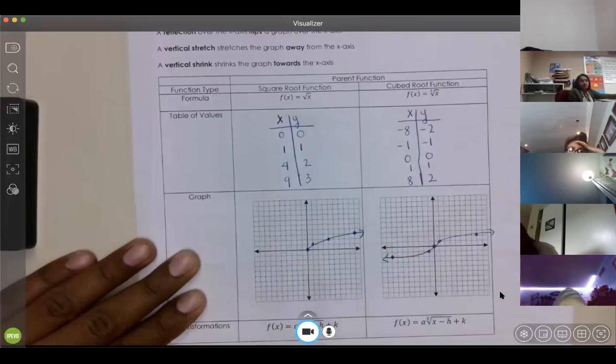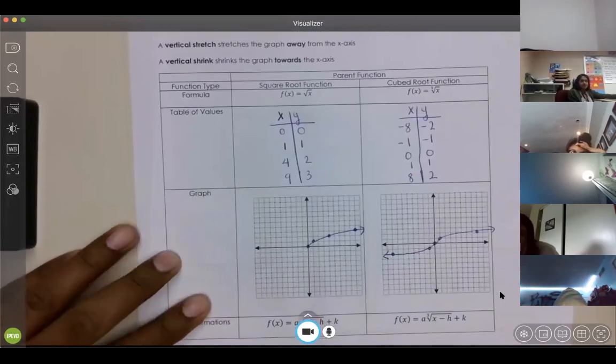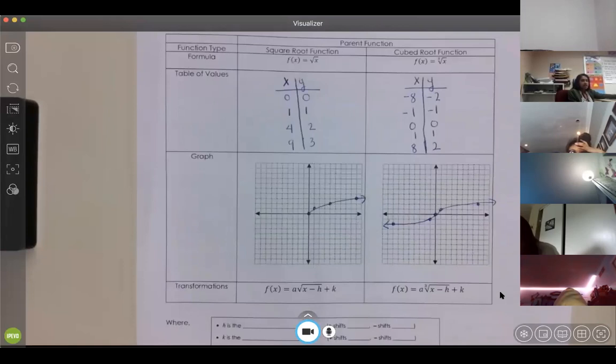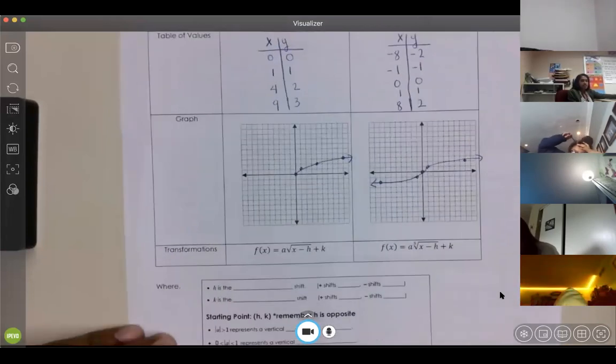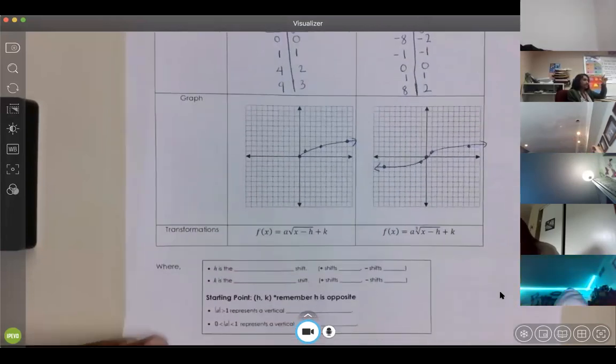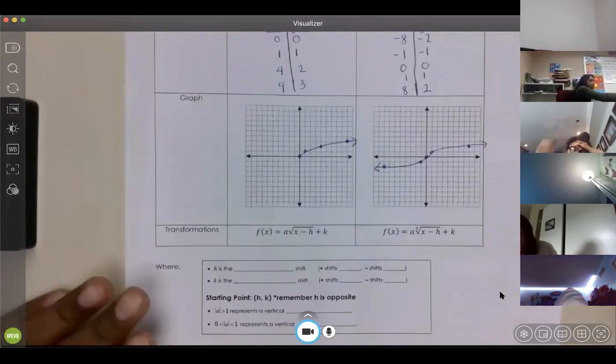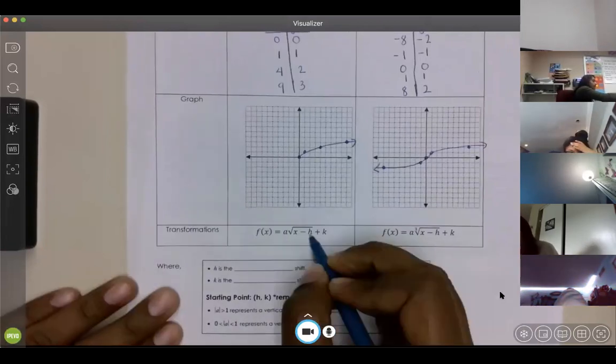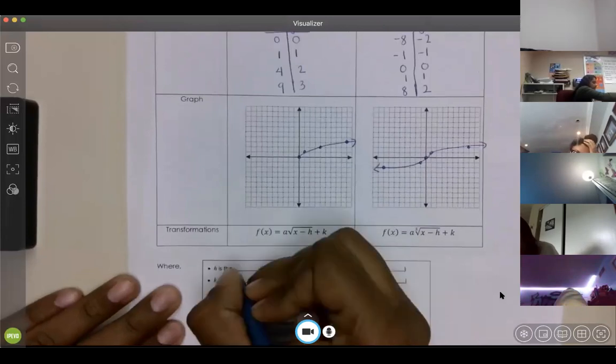Any questions about that? All right, then we have the transformation. So there's 3 variables. There's the h, the k, and the a. On Friday, we focused on the h, which is underneath the radical, and that's the horizontal shift, like Nancy said.